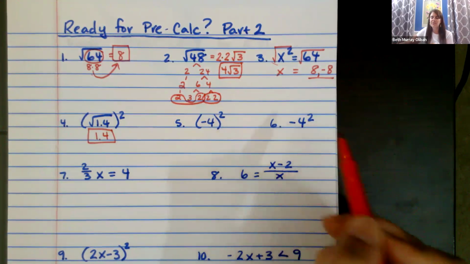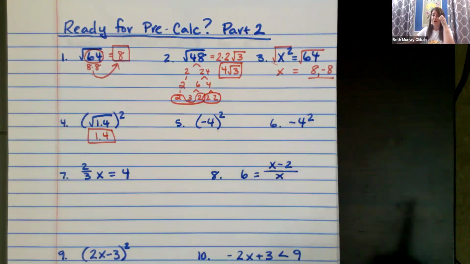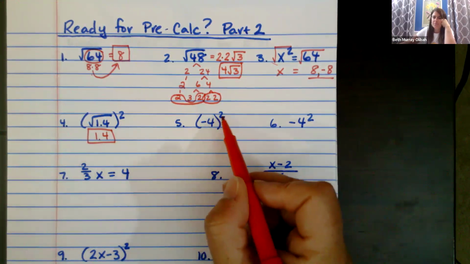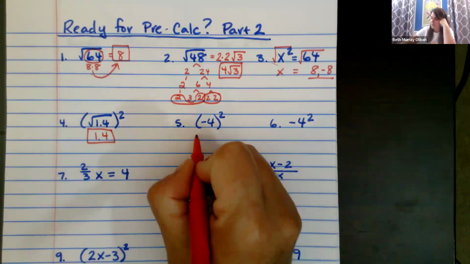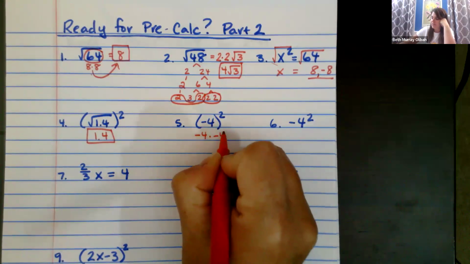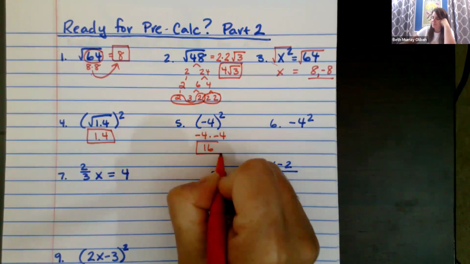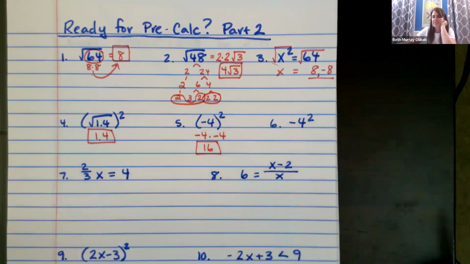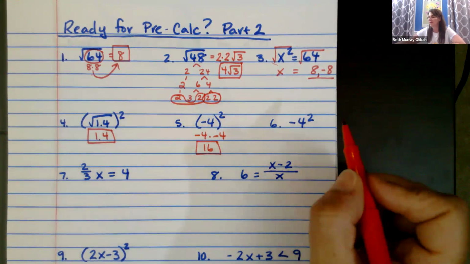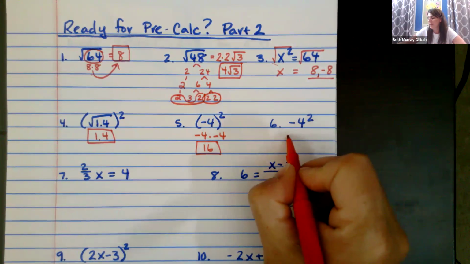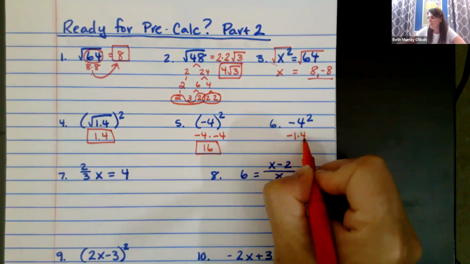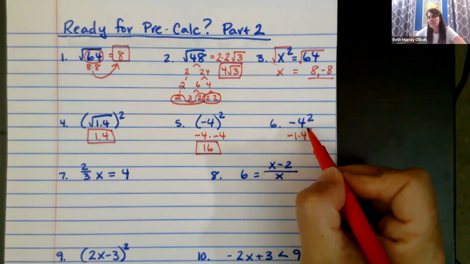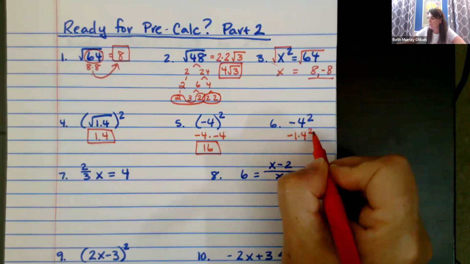5 and 6 is a good example of order of operations because these are not the same answer. For number 5, because of the parenthesis, I am squaring the -4. So that means I'm doing a -4 times another -4, which is positive 16. But for number 6, that is not what this is saying. Since there is no parenthesis, what this really is is a -1 times a 4 that's being squared. So really, order of operations tells us to do the exponent first.